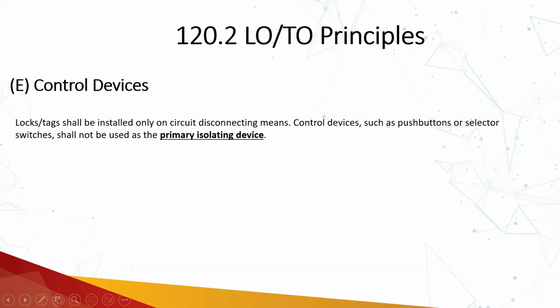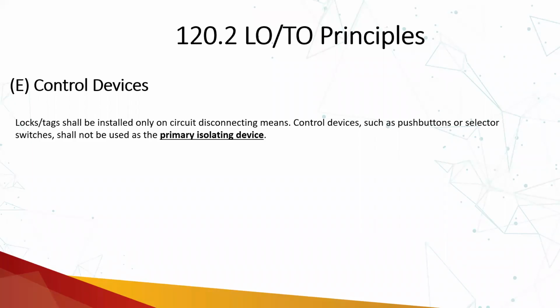Control devices. Locks and tags shall be installed only on circuit disconnecting means. Control devices such as push buttons and selector switches shall not be used as the primary isolating devices. What does this statement mean? That locks and tags shall be installed on those circuit disconnecting parts which you can physically disconnect, or where you can see that the contacts have opened.